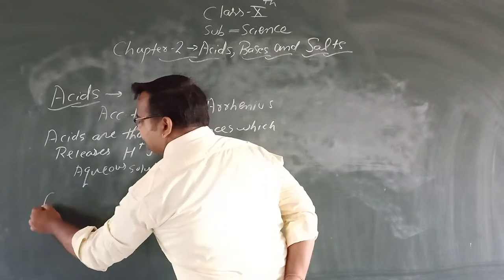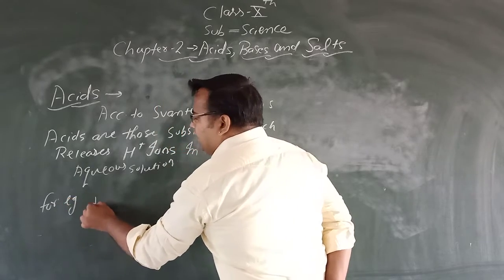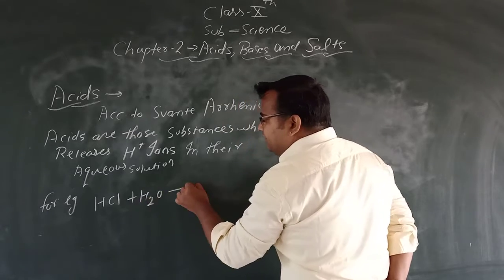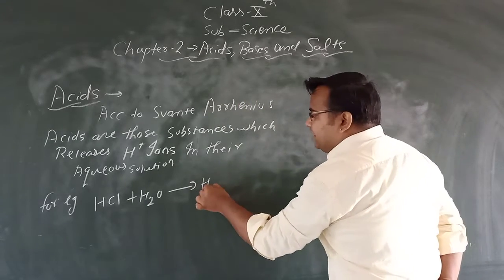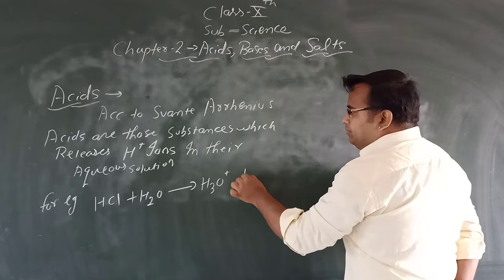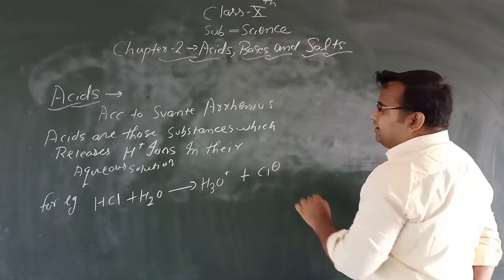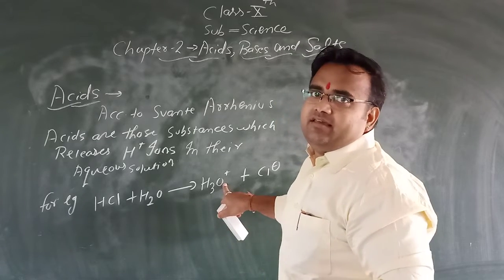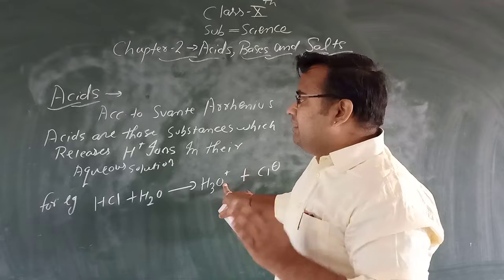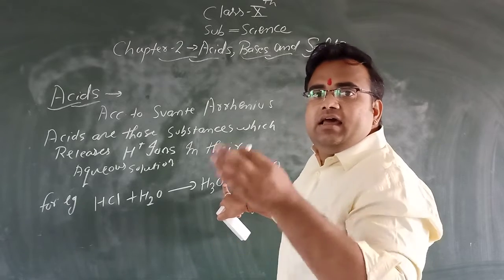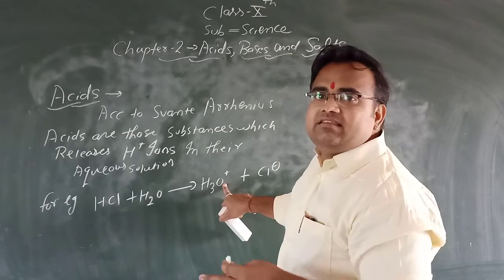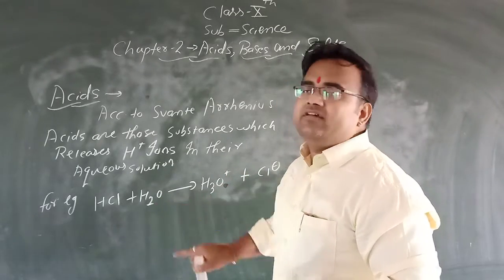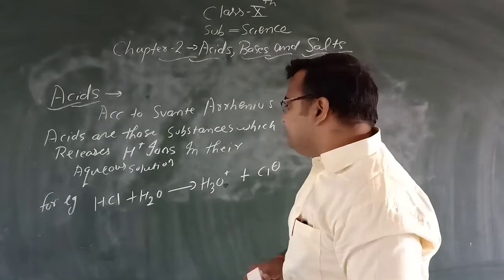For example, HCl plus water gives hydronium ion plus chloride ion. Either we can write the hydronium ion or H plus ions. So Arrhenius gave the definition that acids are substances which release H plus ions, or we can say hydronium ions, into their aqueous solution.